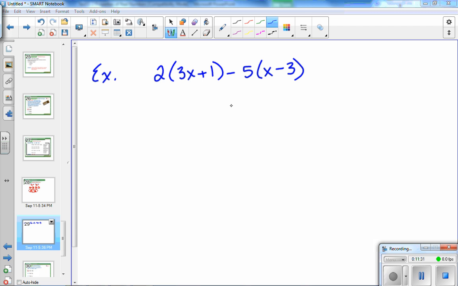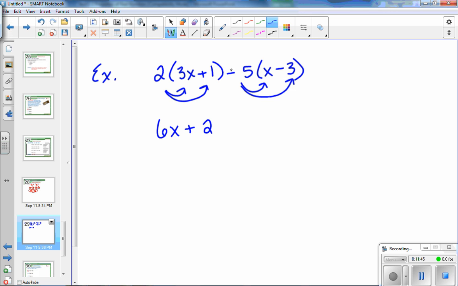But you got to watch out for one like this, because when you distribute, you have to be really careful with this minus sign, because you're distributing a negative as well. So 2 times 3x is 6x. 2 times 1 is 2. We have a negative 5 times x, so we get minus 5x. And a negative 5 times a negative 3, so we get plus 15. So be careful when you have a negative sign in the middle when you are distributing. Then you just add 6x plus negative 5x, we get x, and 2 plus 15 is 17.